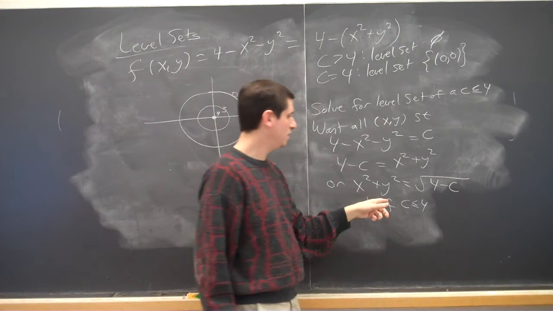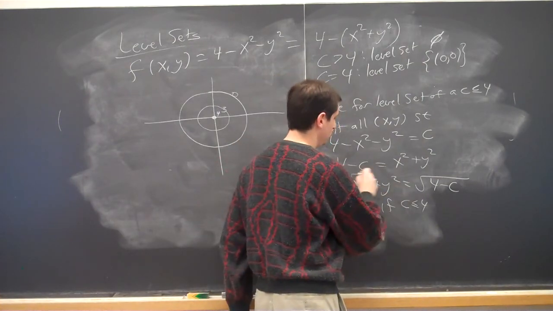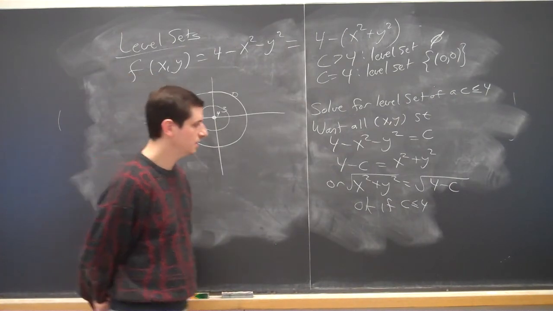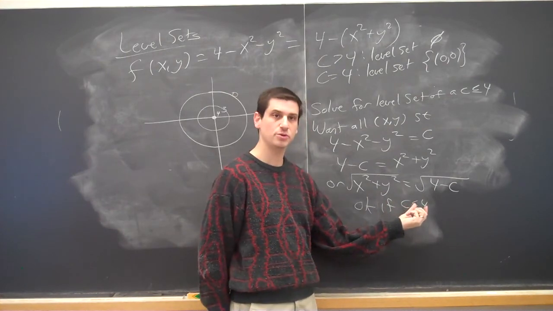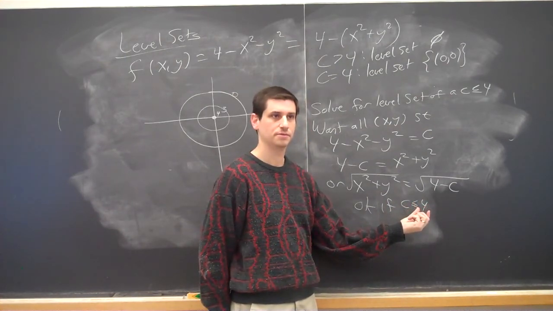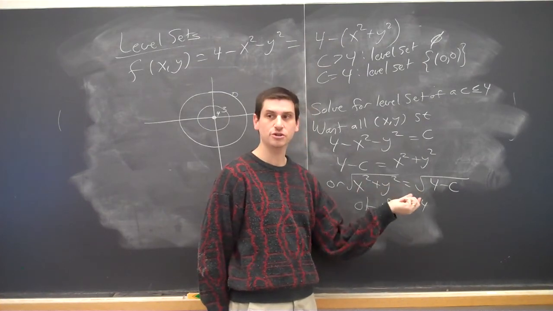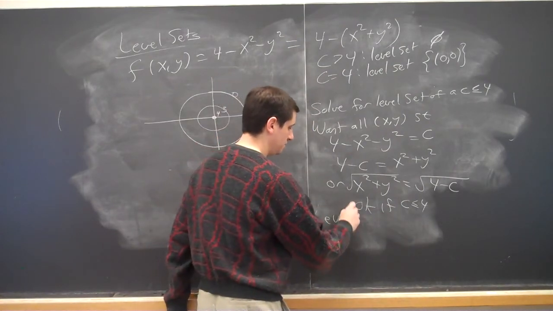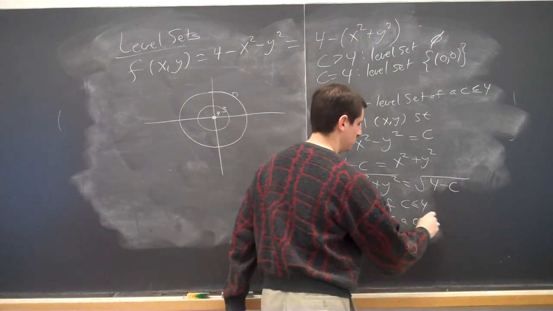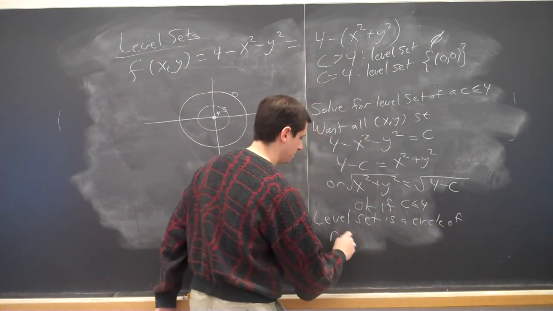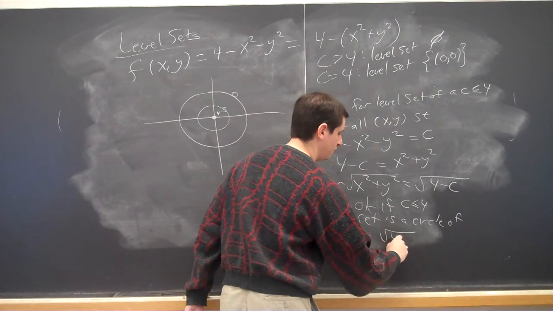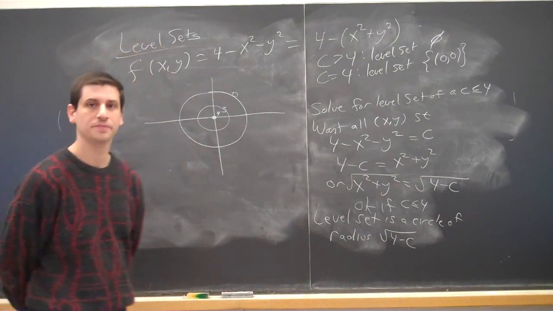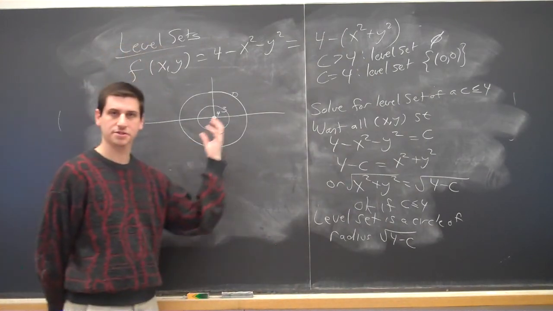So the square root of x squared plus y squared is the square root of 4 minus c. We're okay as long as c is less than or equal to 4. This is the equation of a circle of radius square root of 4 minus c. So the level set is a circle of radius square root of 4 minus c. And so we've completely specified what the level set is. Any questions about this?